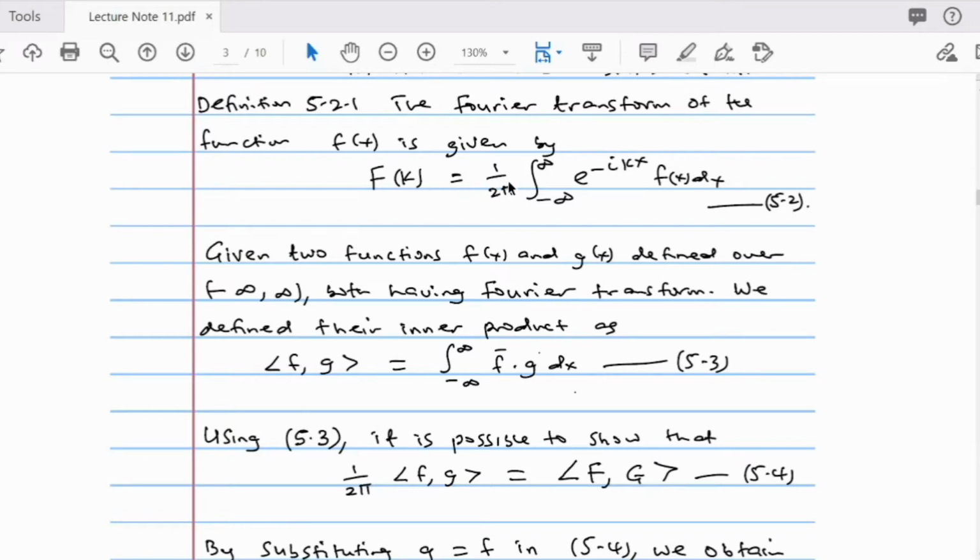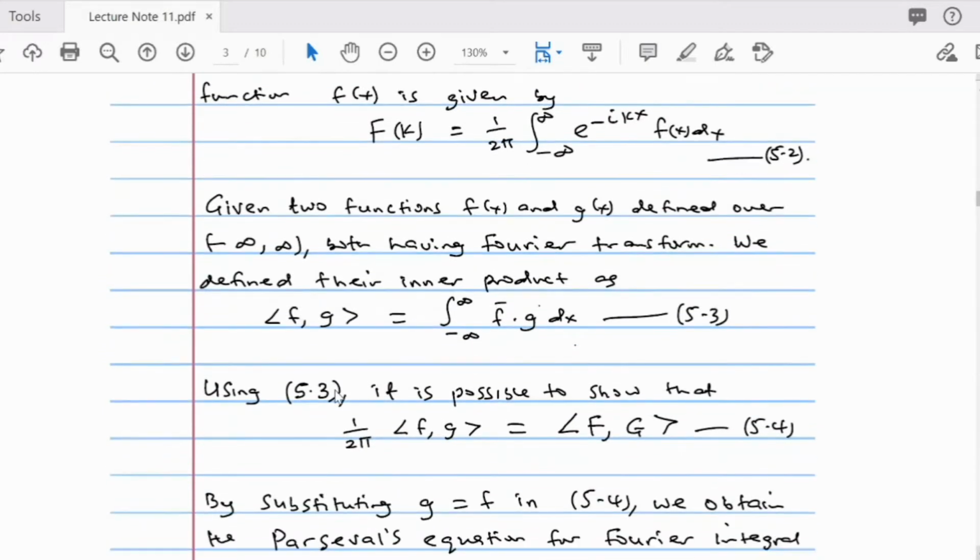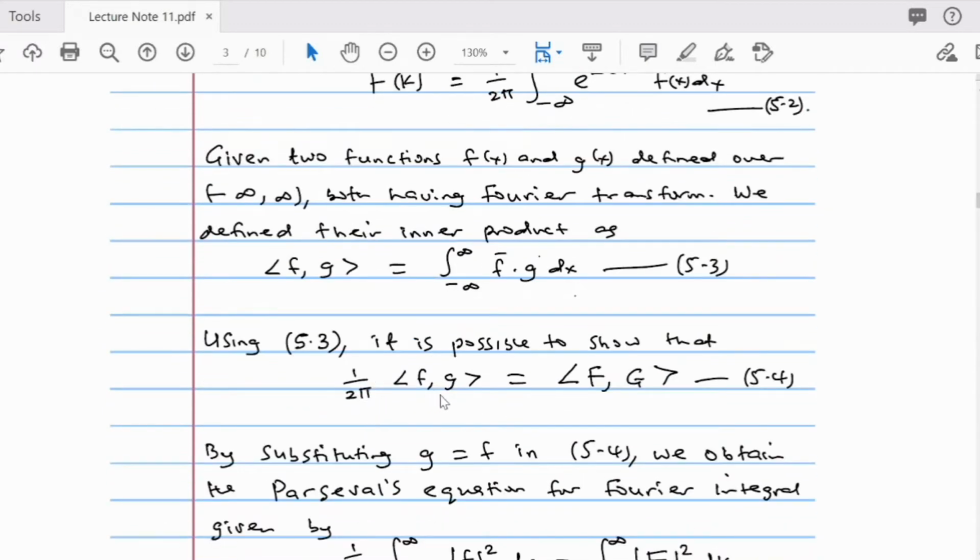So the inner product of f and g is defined as 5.3. Is that okay? So it is possible for you to then have 1/2 pi times the inner product of f and g equal to the inner product of the Fourier transform of f and the Fourier transform of g. So 1/2 pi times the inner product of f and g, defined this way, is just the same thing as the inner product of the Fourier transform of f, which is capital F, and the Fourier transform of small g, which is capital G.